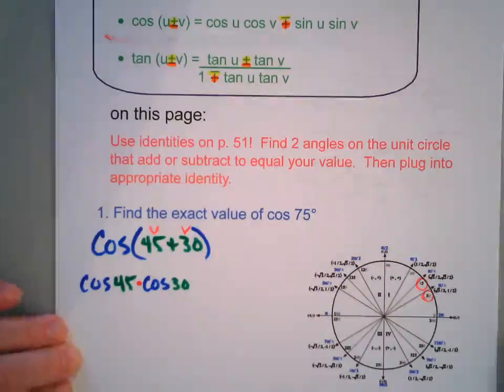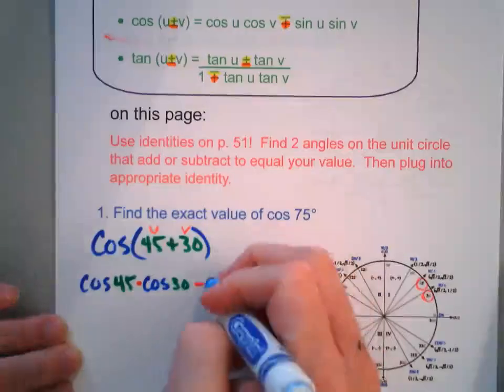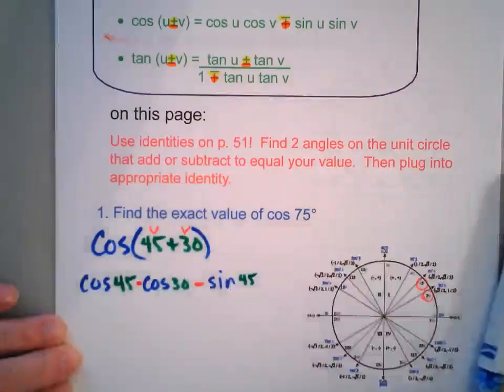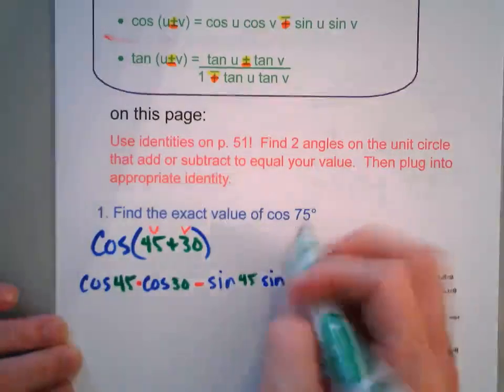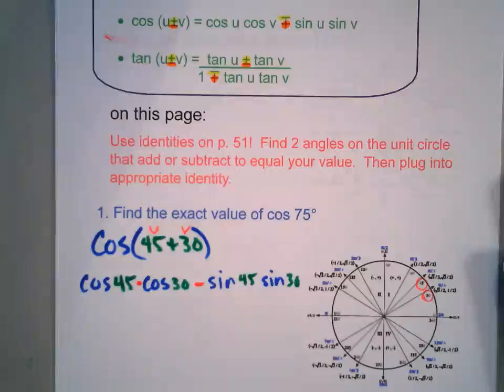So that is subtract. Now it changes over to sine U, sine V. So it's going to be sine of 45 degrees times the sine of 30 degrees. All right, now we read our unit circle and we calculate. So a lot of what we're doing here is just plug and chug.